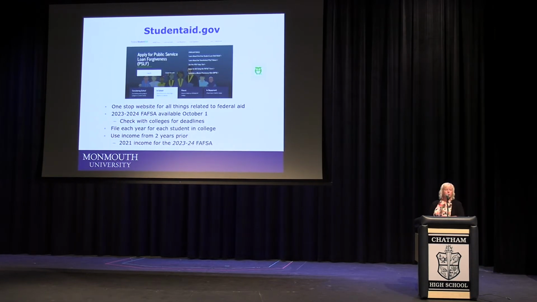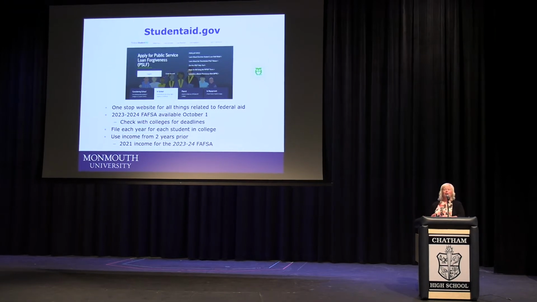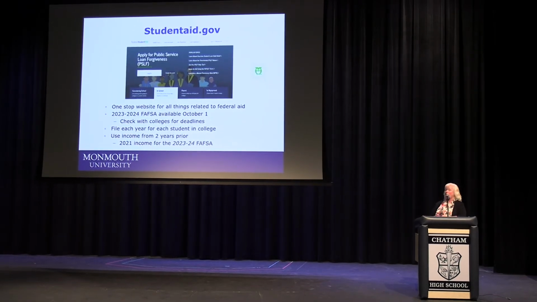The application for 23-24 will be available on October 1st. So that's coming up this weekend. So senior families, you've got a couple days before opening day. So realize October 1st is just day one. You'll want to check with the colleges your student is interested in to find out if they have a specific deadline. Many times you'll find the deadlines coordinate potentially with the type of admission process you're using.